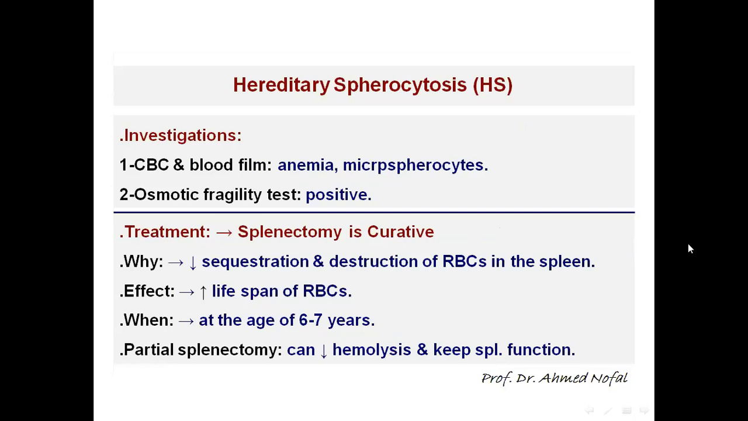The treatment of hereditary spherocytosis is mainly by splenectomy. Why? Because it decreases the sequestration and destruction of RBCs in the spleen. The effect of splenectomy is to increase the lifespan of RBCs when it is done at the age of 6 to 7 years.